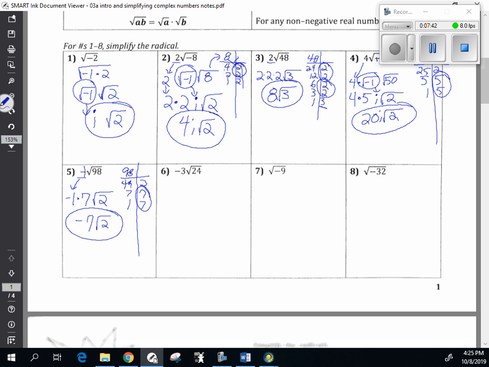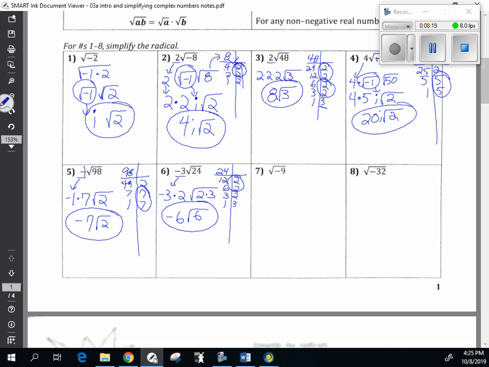For number 6, this one right here is also not imaginary. You just carry this down. Negative 3. Okay, now 24. 24 divided by 2 is 12. 12 divided by 2 is 6. 6 divided by 2 you get 3. 3 divided by 3 is 1. And so I can take a 2 out, because that has a pair, and I'm left with a 2 and a 3 on the inside. All of it is multiplication. So my answer is negative 6 radical 6.